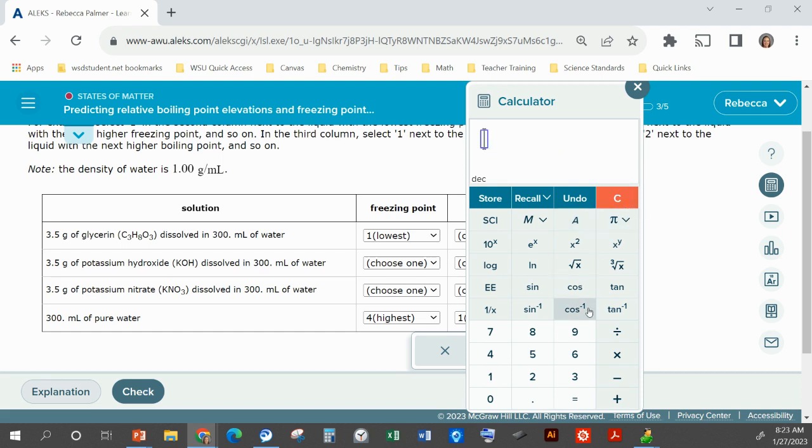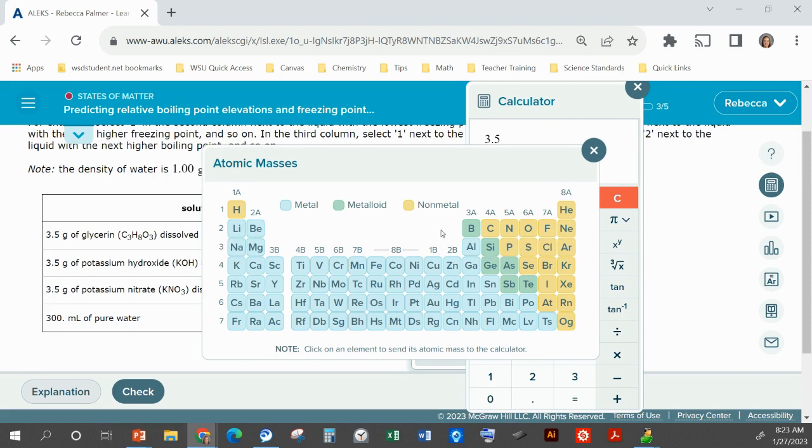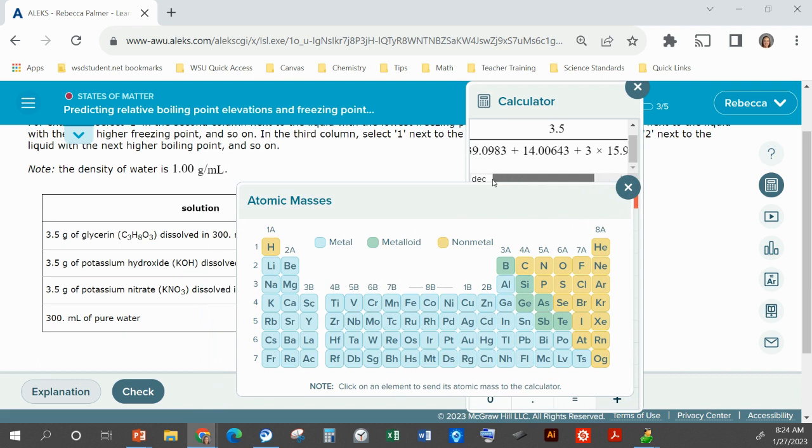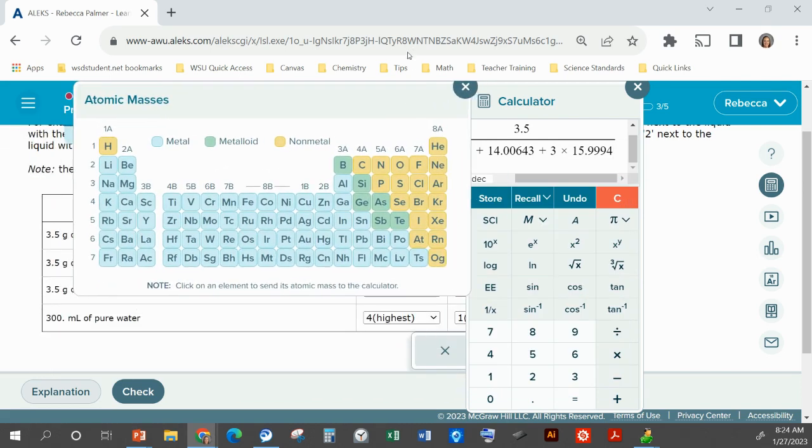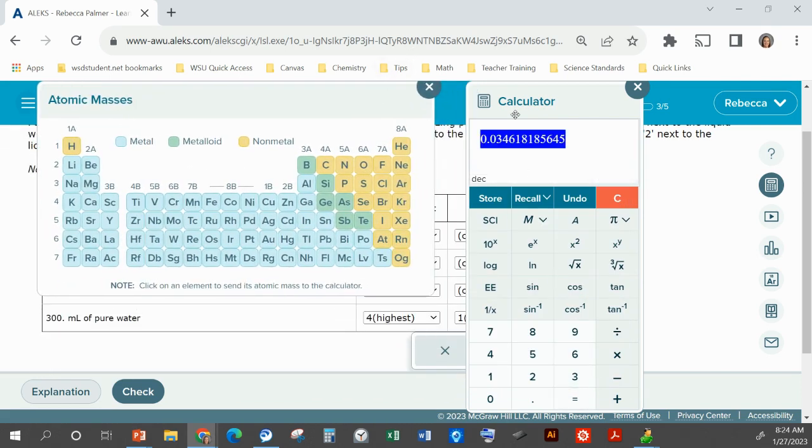by ourselves. Okay, so 3.5 divided by, and then I'm going to pull up this periodic table. We have a potassium. Where is potassium? I forgot. There it is. And then we're going to add a nitrogen, and then we're going to add 3 times oxygen. Okay, let me make sure that looks right before I type it. Okay, that looks right. So then this is my number of moles.